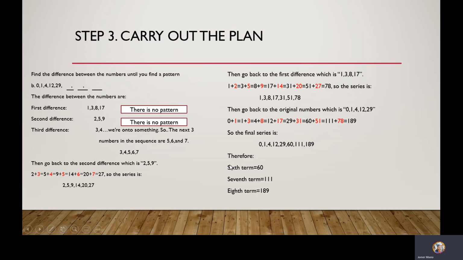So, therefore, the sixth term is equal to 60. So, yung pang-anim nating series is from the first term 0, second term 1, third term 4, fourth term 12, fifth term is 29, sixth term is yung 60, and the seventh term is 111, and the eighth term is 189.